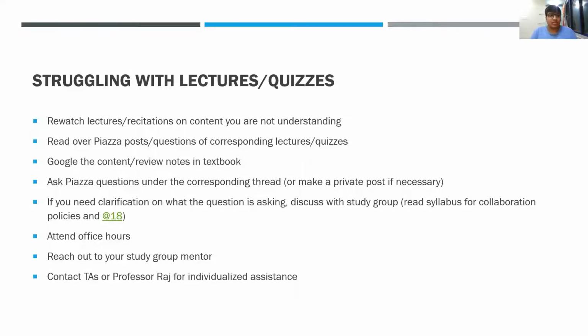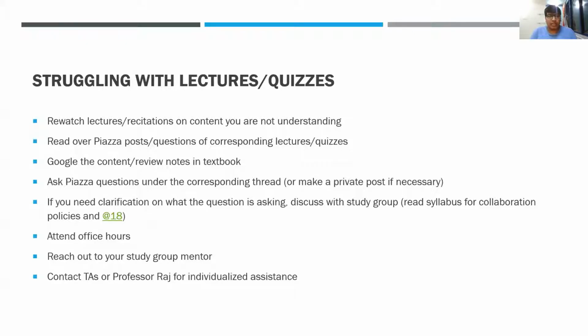The next thing that you can do is just use Google and try to search the answer for the question that you have, or review the notes in the textbook. The textbook is given on the course page, and I hope all of you have been through the course page at this point. The next is, if you don't find the answers that you're looking for and you don't see any relevant questions on the Piazza threads, then you can yourself ask questions on that particular thread.